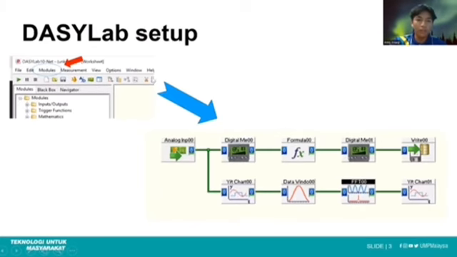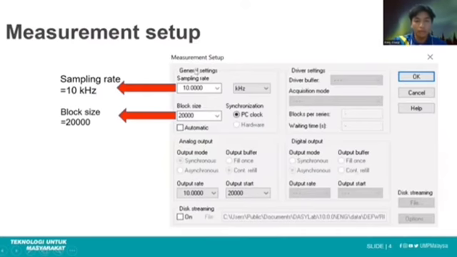First of all, we must set up the DasyLab module. In this module, we have analog input, digital meter, formula, digital meter, and write 00. Then we have YT charts, data windows, FFT 00, and YT chart 0.1. After that, we must set up the measurement, which is sampling rate 10 kHz and block size 20,000.